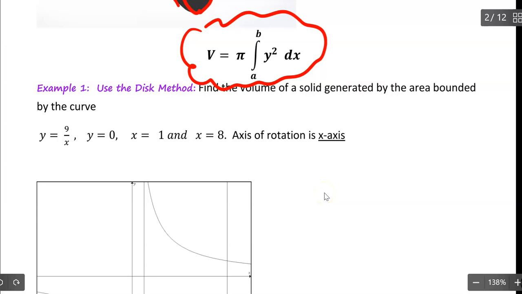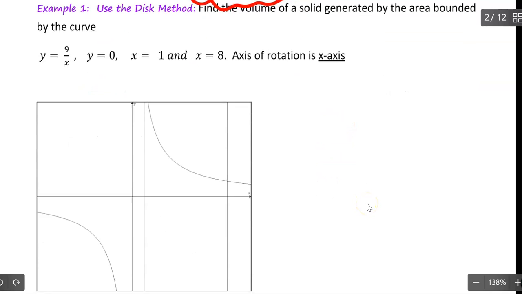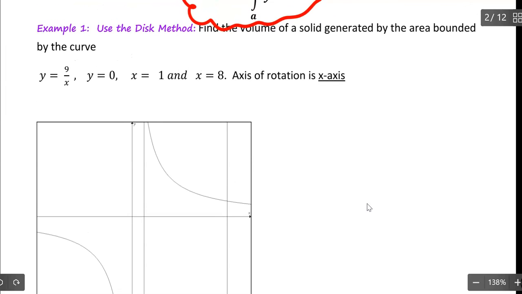So the very first thing you need to do is talk about the area first. We have to realize what area we are working with. Having realized the area, you take that area and rotate it about the axis of rotation given to you. In this case, it's the x-axis. So let's identify the area that we have on this graph.